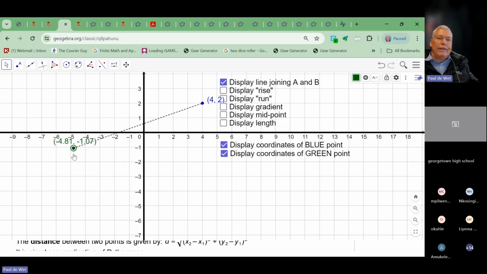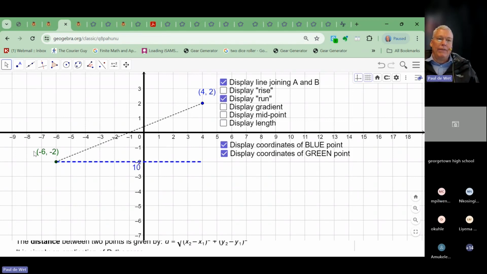If I ask you to find the midpoint of this line, now listen carefully to how I do this. I know you guys get a formula, where you add the x's and divide by 2. I want to ask you, how far have I run from the green to the blue? It's 10. It's from -6 to 4. What is half of 10? 5. If you go -6 and you add 5, you get to -1. That will be the x coordinate of the midpoint.